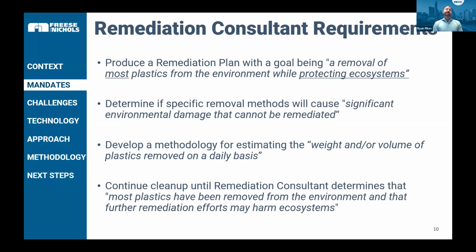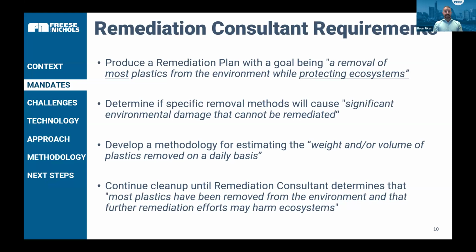So the consent decree and the remediation consultant requirements are these kind of 4 main pieces. We had to develop a remediation plan with this goal of removing most plastics from the environment while protecting ecosystems. And I underline those 2 components because they're important, but yet very ambiguous. So most plastics is not defined. And so Freese and Nichols came in, and one of the first things we did is said, what would we want to be effective? And we decided that an 80% cleanup, or anything greater than that, would be considered most from the environment. Give ourselves a realistic objective to tackle.